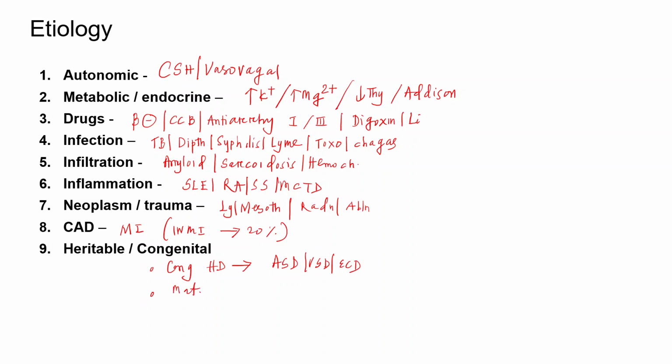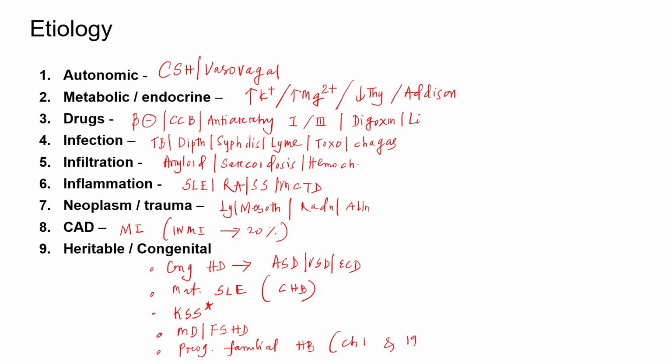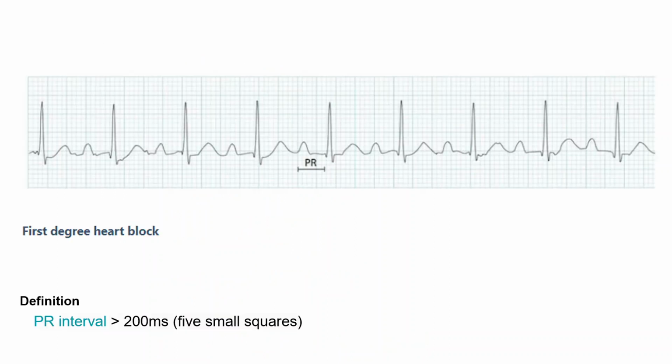Then maternal SLE. It is notorious to cause complete heart block, which we will be discussing in the rheumatology section. Then Kearns-Sayre syndrome, a mitochondrial myopathy. Then we have some of the muscle dystrophies like myotonic dystrophy and facioscapulohumeral dystrophy. And the final one is progressive familial heart blocks involving chromosome 1 and 19. So these are all the etiologies that can cause AV nodal conduction blocks.